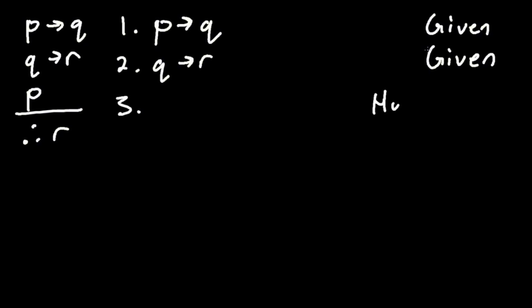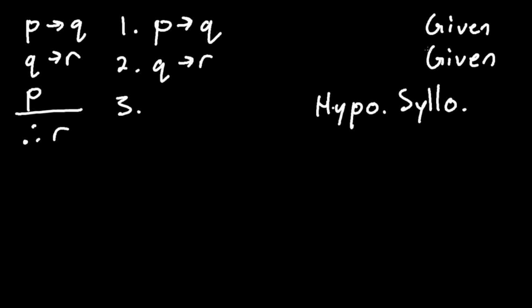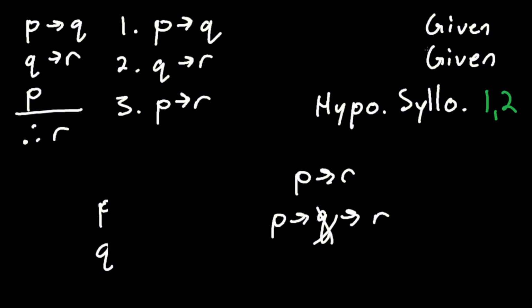But let's write down hypothetical syllogism. I don't have enough space to write down the entire thing because I'm writing with a very big pen font. So hypothetical syllogism, and we're applying this to lines 1 and 2, right? Hypothetical syllogism needs two statements, so 1 and 2, and we end up getting P → R. So using hypothetical syllogism on 1 and 2, we get P → R, right? P → Q, Q → R, and we can connect the arrows and remove the middleman to get P → R. That's how I remember it.